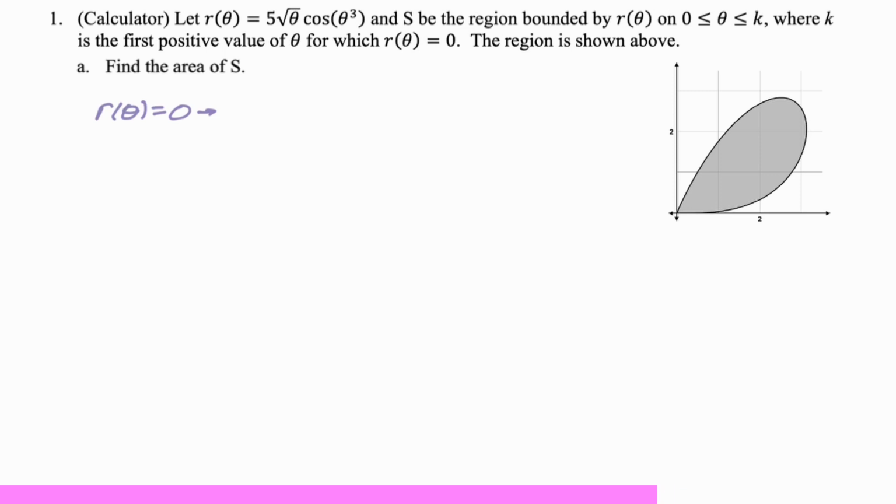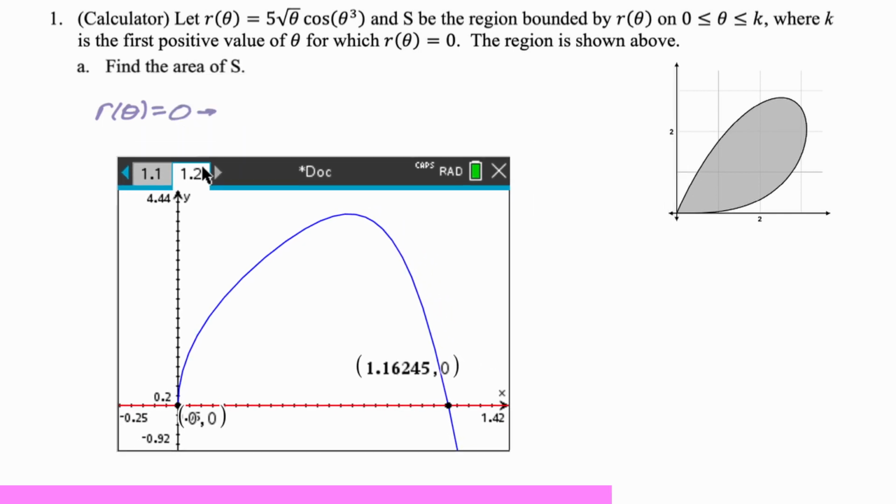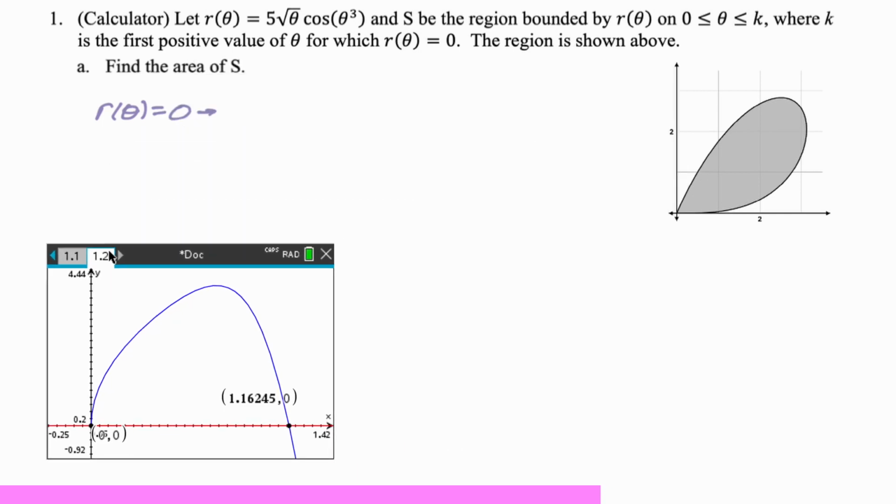I chose to do that by graphing r of x in function mode on the calculator. Here's a look at what that looked like. And from that, we can see that the theta value where this happens is at 1.16245, and we're supposed to call that k. On the calculator, I'm pretty sure I stored that as a. It doesn't really matter as long as we're getting it down correctly on paper.